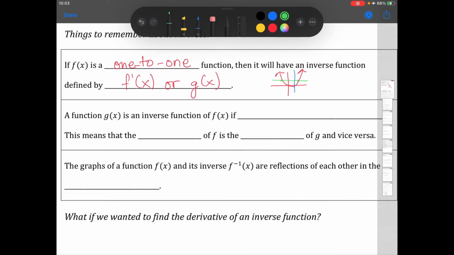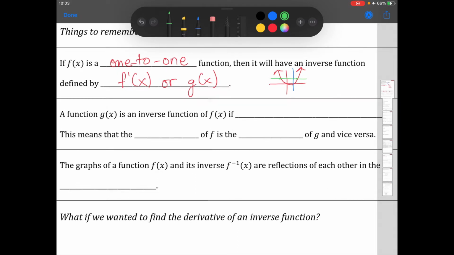So let's talk more about this. A function g of x is an inverse function of f of x if, this is composition, f of g of x equals g of f of x. So if you did composition of each other and that equals x, then you know these are inverse functions. This means that the domain of f is the range, and that's what we did for the do now question, of g, and vice versa.